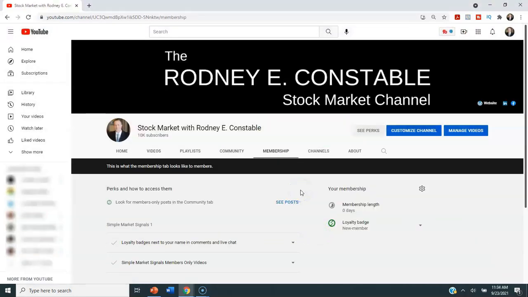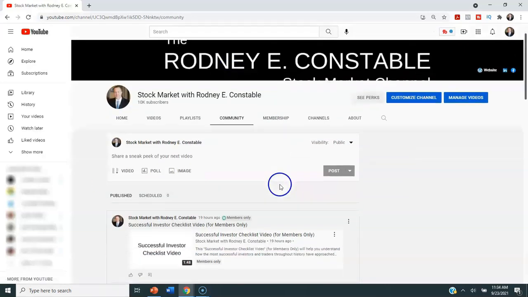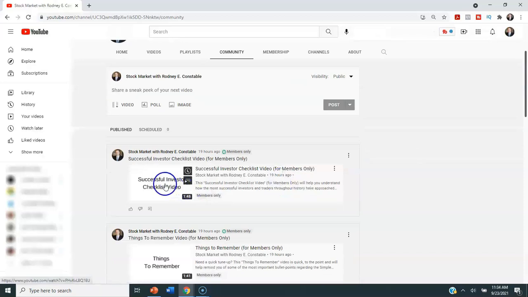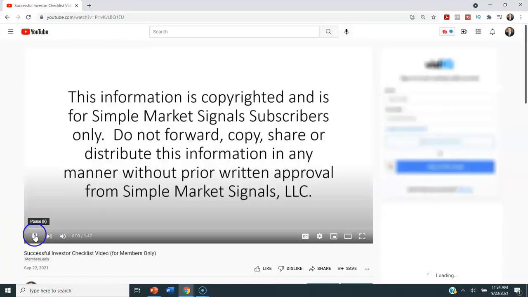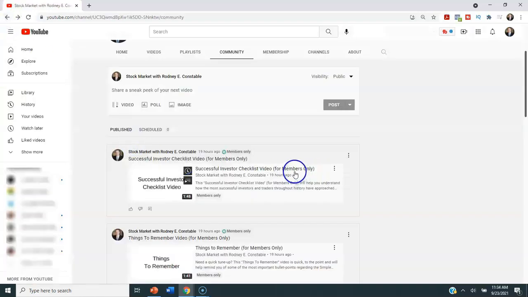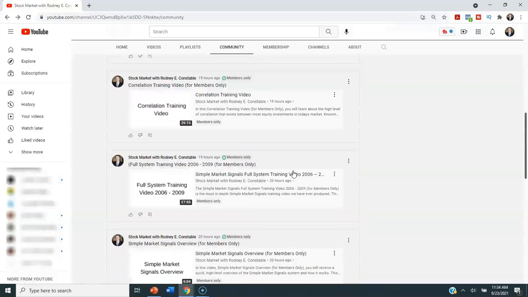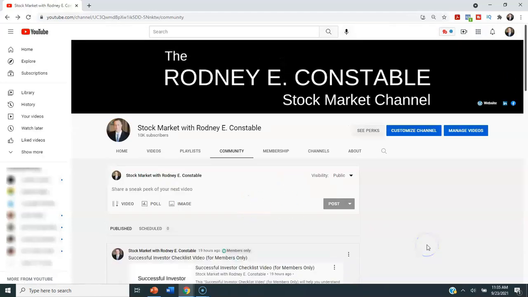Once you fill all that out and your membership is established, you will have access to the membership area where you will be able to see the perks. And then you go over to the community tab, and this is where you will have access to the various videos, and you just click on those and it'll pull those up. So I'm going to back up here, and this is where all the training videos will be, as well as the weekly updates to the Simple Market Signals that will be under the community tab.